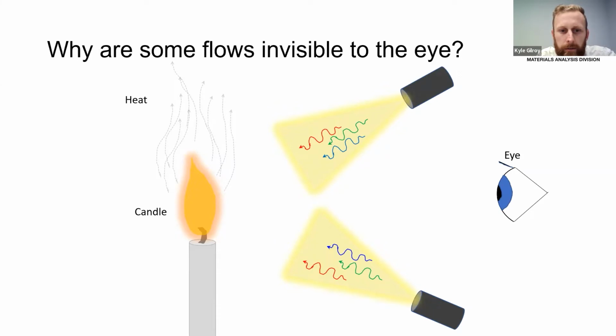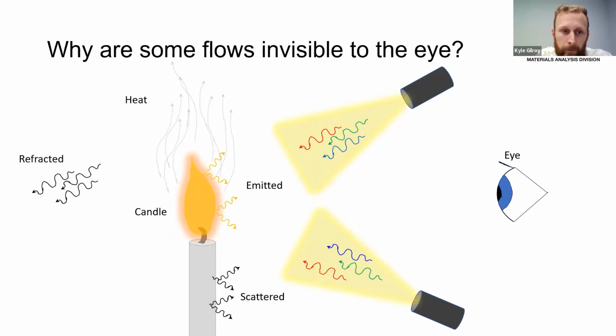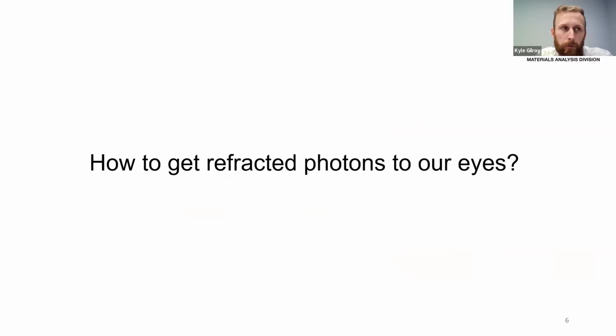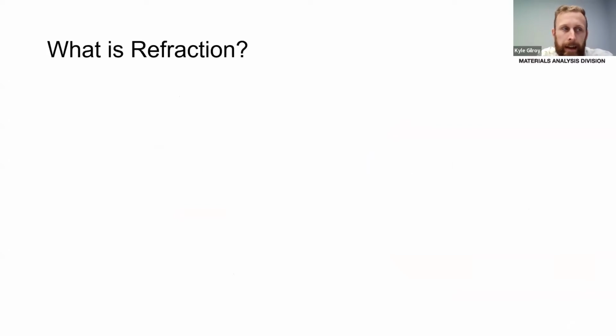The photons hitting the candlestick will get scattered, and you'll see that they come back to our eye to create an image. The flame from the candle is emitting photons that will also make it to our eye. However, the photons that go through the heat wave will get refracted, but will not make it back to our eye. Thus, we cannot see this flow. So the question is really, how do we get these refracted photons to our eyes so we can visualize them? Before we go to that step, we have to ask ourselves, what is refraction?